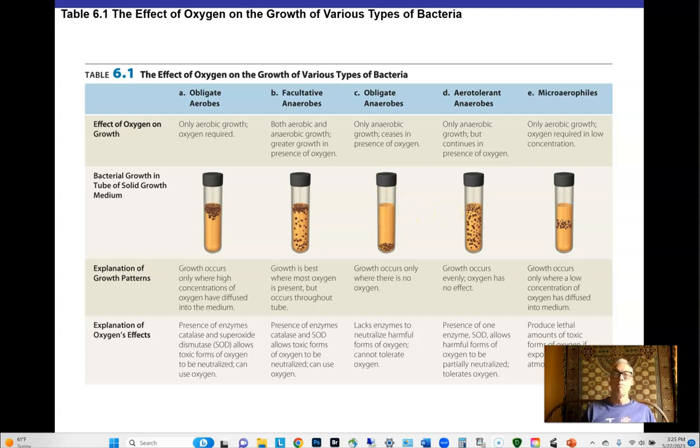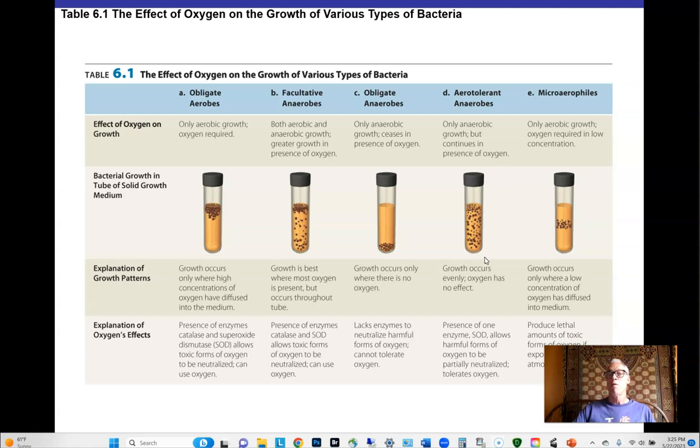Aerotolerant anaerobes. Now these are anaerobes, much like facultative anaerobes, that can grow without oxygen, but they can't utilize oxygen. They gain no benefit from being up here near the surface in the presence of oxygen, so they grow at the same rate whether there's oxygen present or not. They have a way of dealing with the toxic forms of oxygen, but they can't utilize it. It does them no good. So there's an even distribution of growth throughout this agar tube.